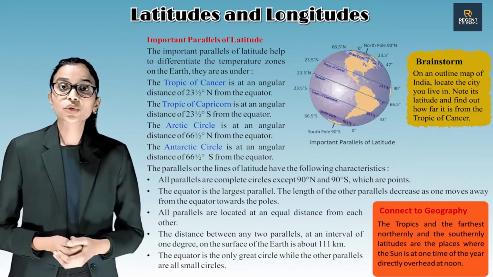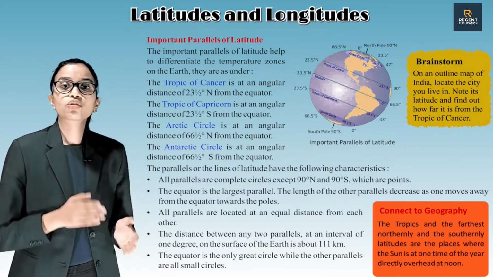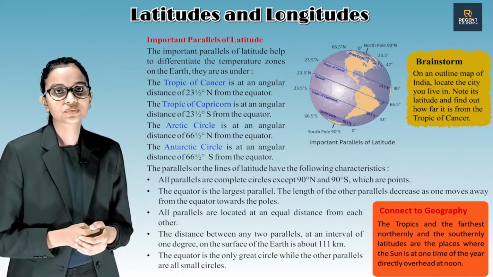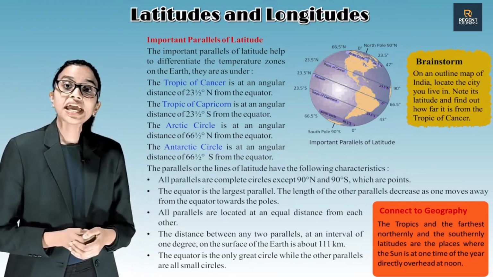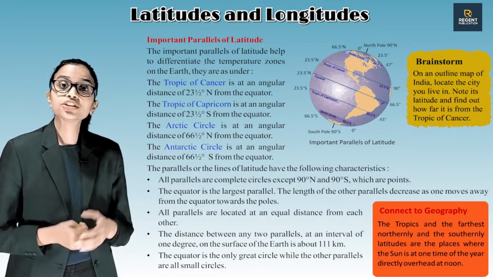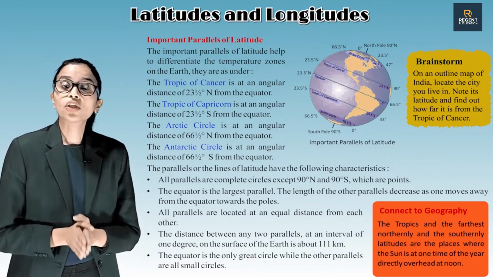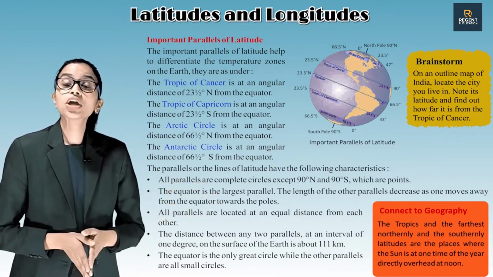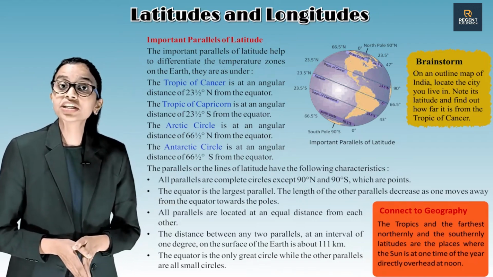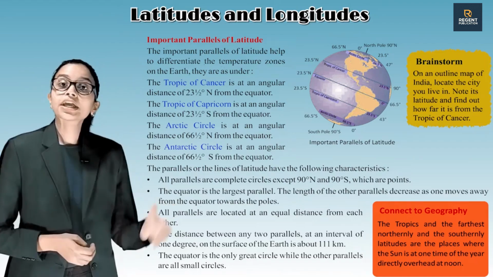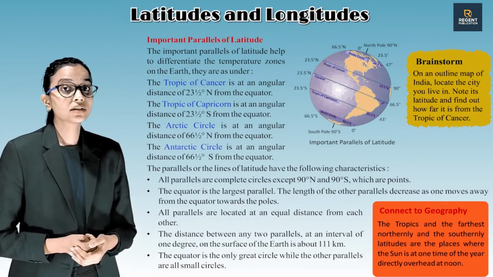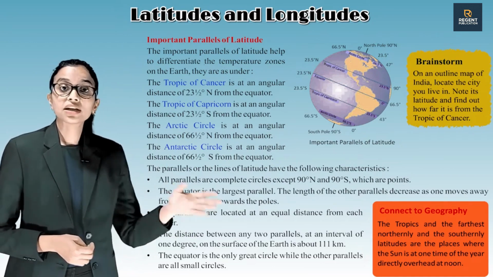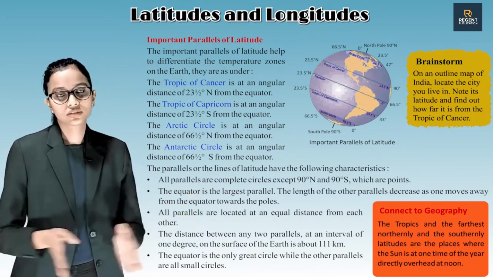All parallels are located at an equal distance from each other. The distance between any two parallels at an interval of 1 degree on the surface of the earth is about 111 kilometers. The equator is the only great circle, while the other parallels are all small circles.